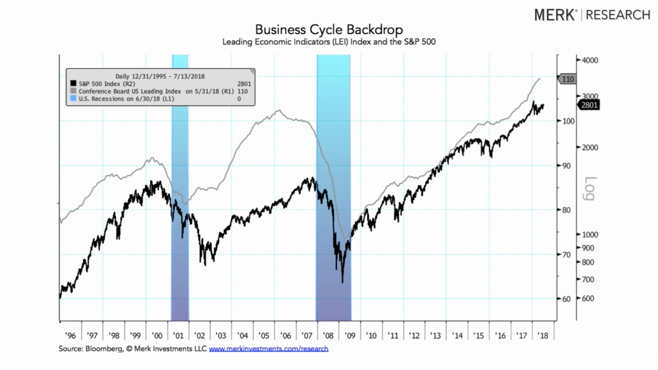Then moving on to the business cycle backdrop, so the leading economic indicators index, which is the gray line here, continues to generally trend higher, which historically is supportive of stocks.